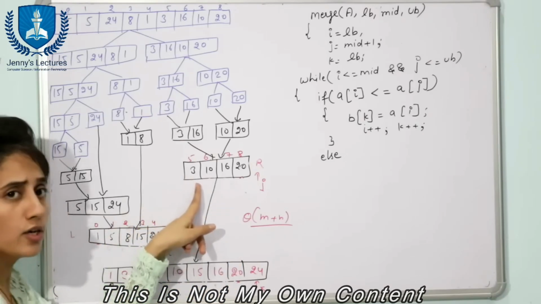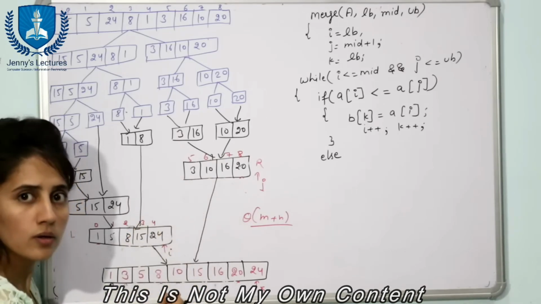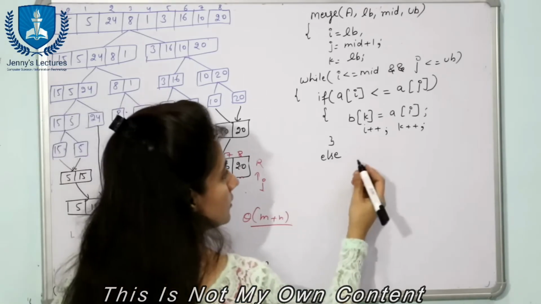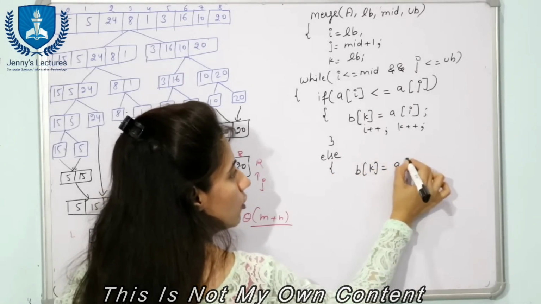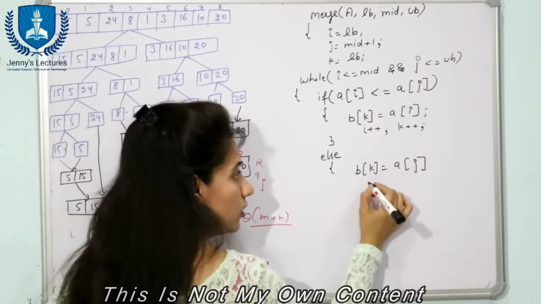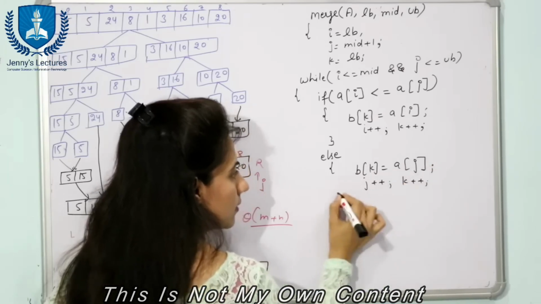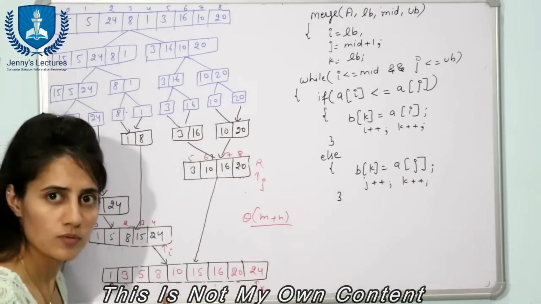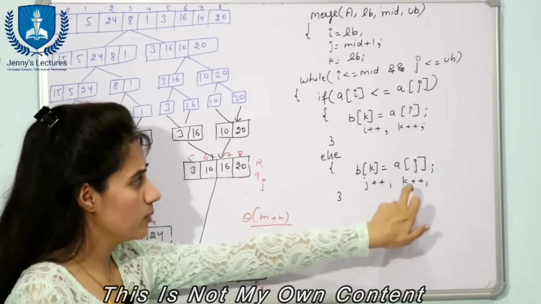If a of j is less than a of i, then what will you put? You will put this value into here only. Else, in b of k you will put a of j, not a of i, and then you will increment j plus plus and k plus plus. Fine. So see, in both the cases we have done what? k plus plus and k plus plus.